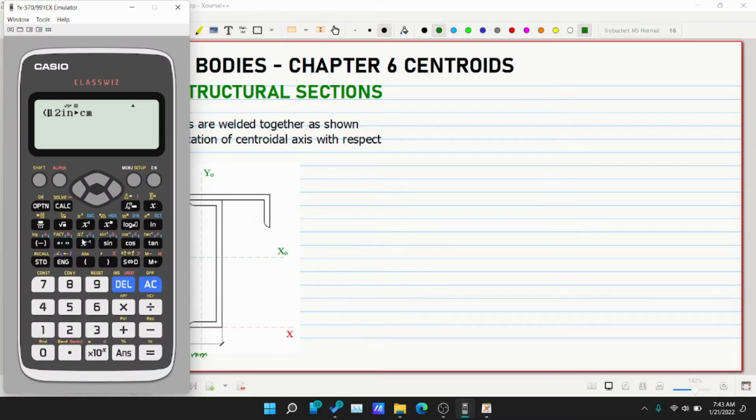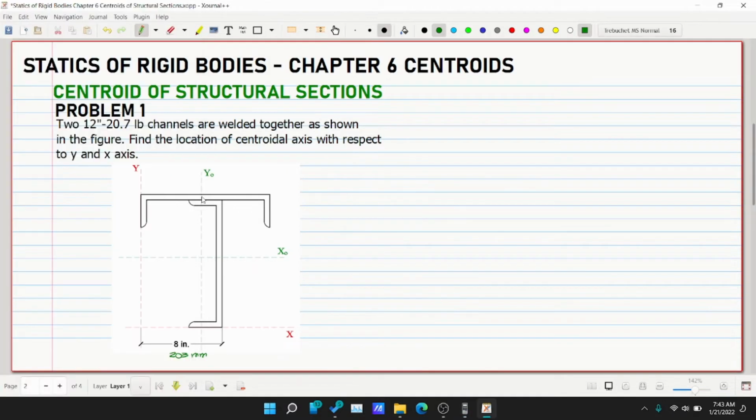Then we multiply it by 10 to convert directly to millimeters. So this is 304, let's make it 305 millimeters. The problem says 12 inches, 20.7-pound channel. To make it easier to locate our y sub o and x sub o, we need to place all the x bar and y bar of our sections. Just like in a composite section, we go by area, then by area, and put their respective x bar and y bar. Both are the same 12-inch, 20.7-pound channel, so let's go to this table.